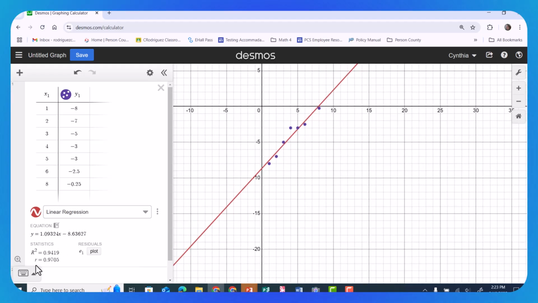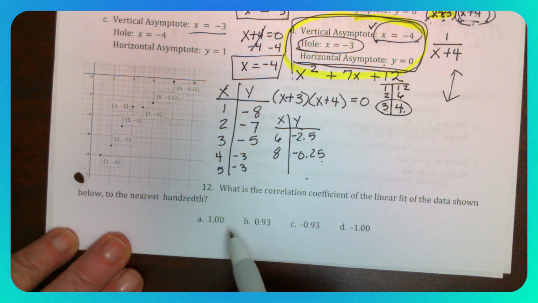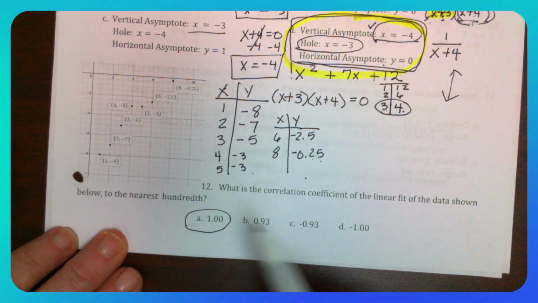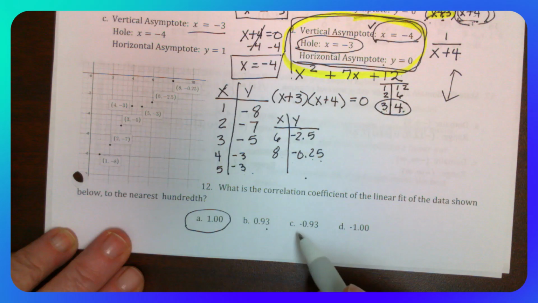And my R value, that's the correlation coefficient, is 0.9705. So this is actually closest to 1, meaning there's a strong correlation there. So the answer is going to be A. It's closer to 1 than 0.93, and it is not negative.